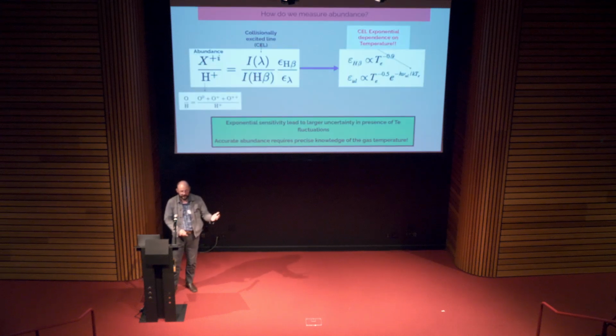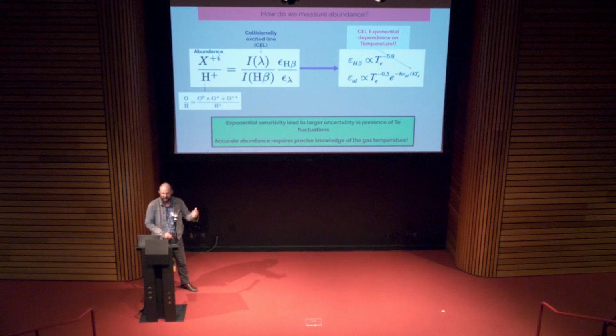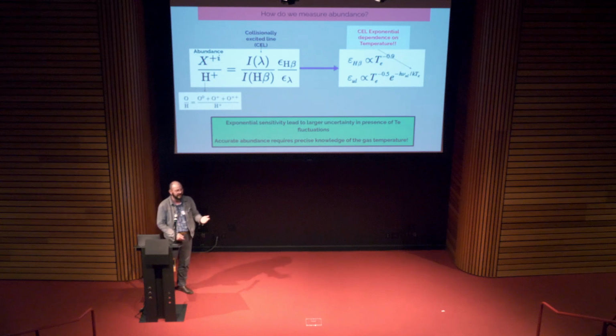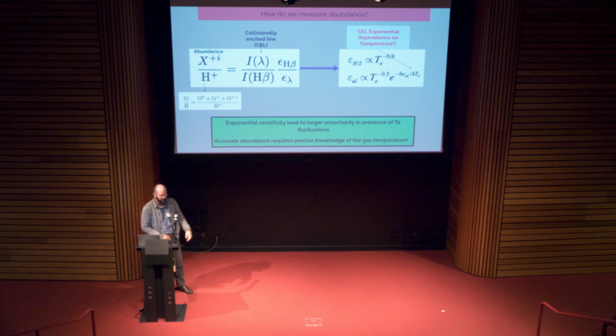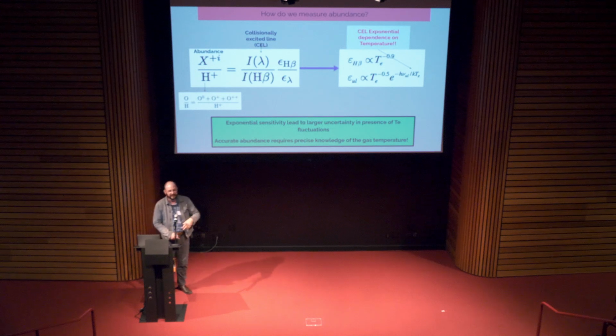So one way to measure a temperature or a metallicity or abundance is through the use of collisionally excited lines. You typically compare the intensity of their emission to a recombination line like H beta, and then compare that also to the ratio of their emissivity, which is basically all the ingredients: the quantum mechanics, transition probabilities, collisional rates. It basically controls the strength of the line in different ionization conditions.